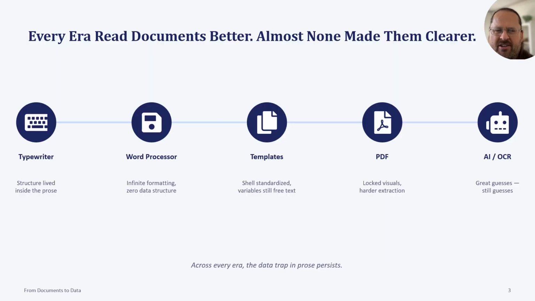Word processors made documents more beautiful and more variable at the exact same time. And beauty and variability are not the same thing as clarity. In fact, they often work against it.